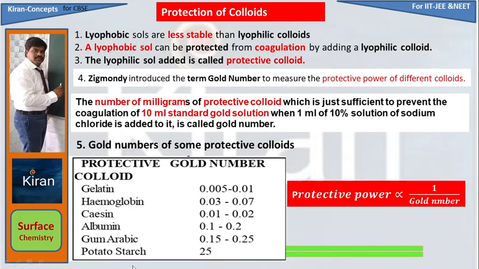So I am giving one mathematical relation. They are all protective colloids. This protective power is inversely proportional to gold number. When the gold number is 25, what happened to protective power? It decreases. When gold number decreases, protective power increases. So based upon the gold number, we can decide which colloidal solution has more protective power. This is about the protection of colloid by adding lyophilic colloids to lyophobic colloids.